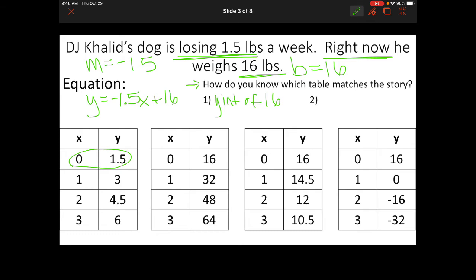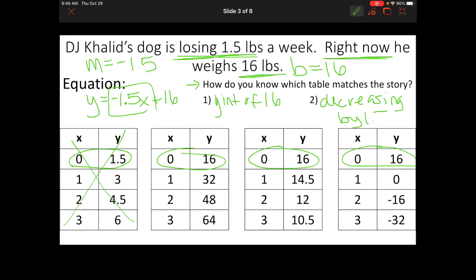Here, the y-intercept is not 16, so it's not this table. Here, the y-intercept is 16, the y-intercept is 16, the y-intercept is 16. So it's one of these 3. Now we need to see which one is decreasing or going down by 1.5. He's trying to lose 1.5 pounds every week.